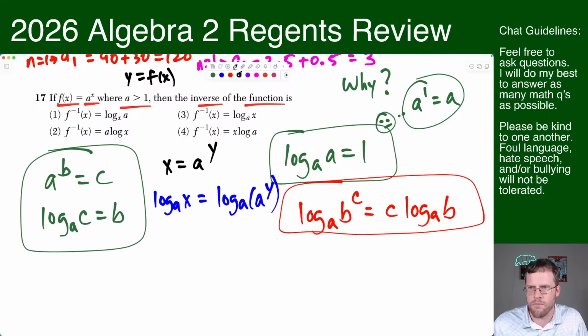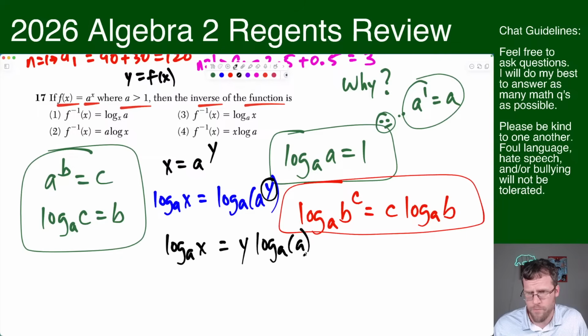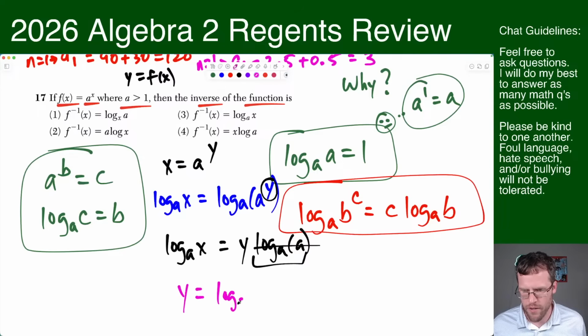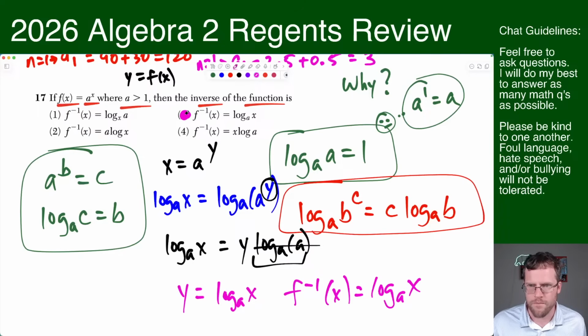And once we do that to both sides, this power y could go in front. So I get log base a of x equals y times log base a of a. And log base a of a is equal to 1, so this just wipes out. So y, our inverse, is equal to log base a of x, which tells us f inverse of x, I could say, is log base a of x. Choice 3.